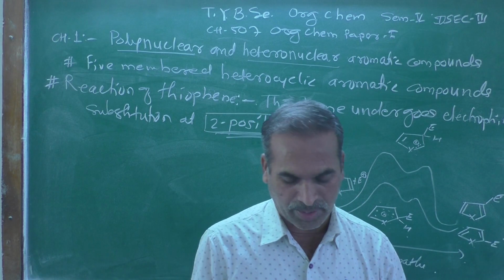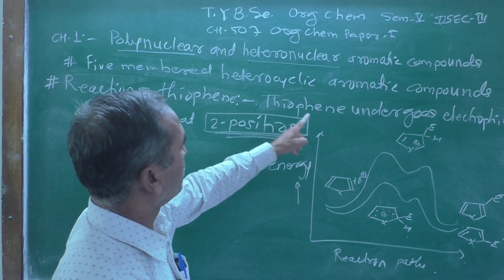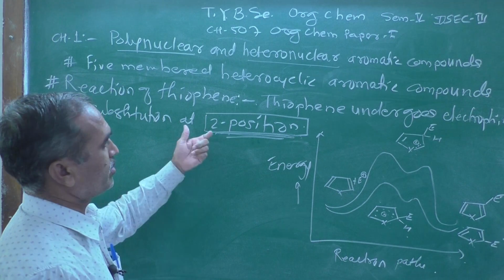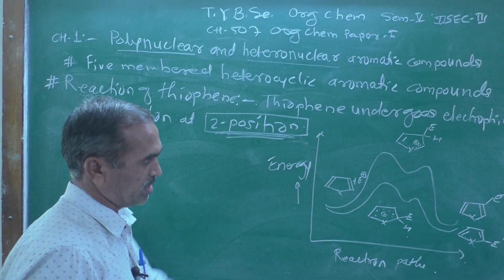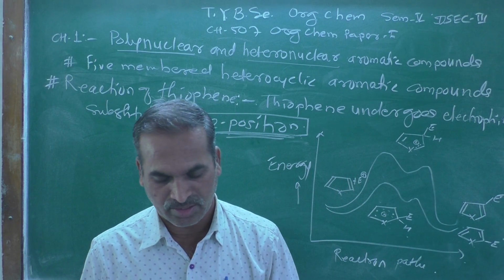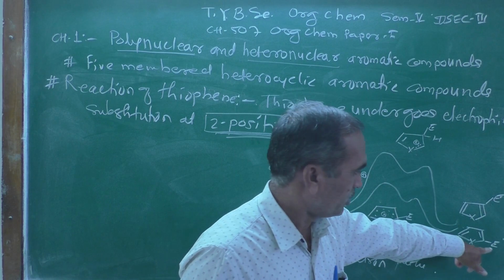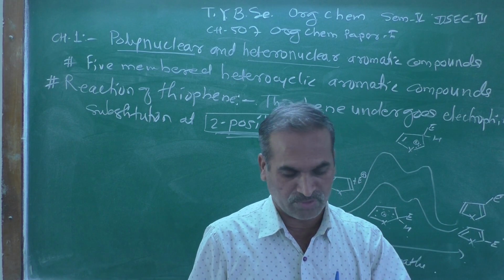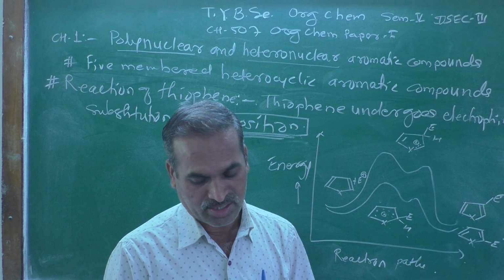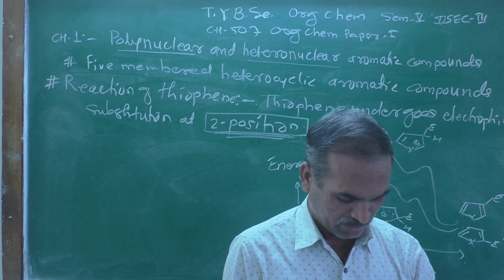So in this way we have seen why thiophene undergoes electrophilic substitution at the 2 position. By looking at the graph, it clearly indicates that the electrophile attack at the 2 position is the more favored one, and when it attacks at the 3 position, that is less probable.